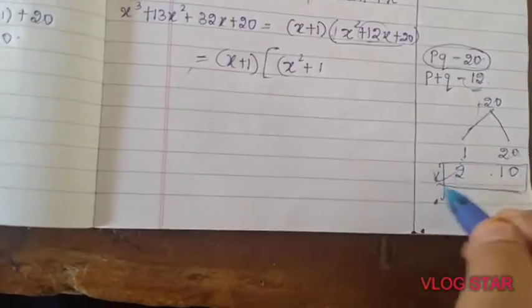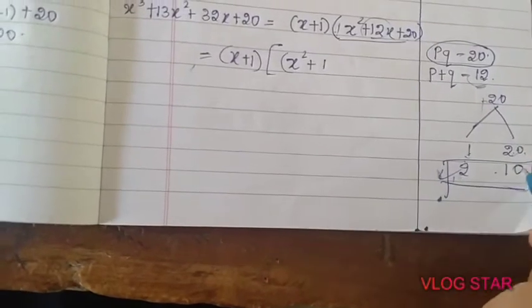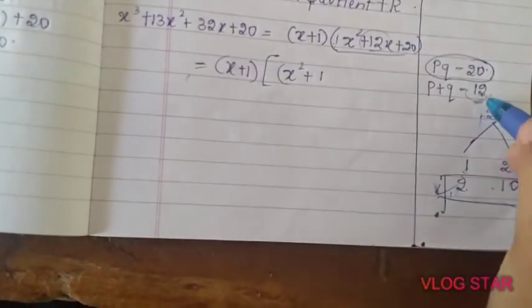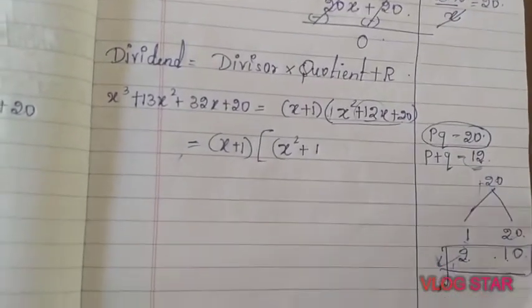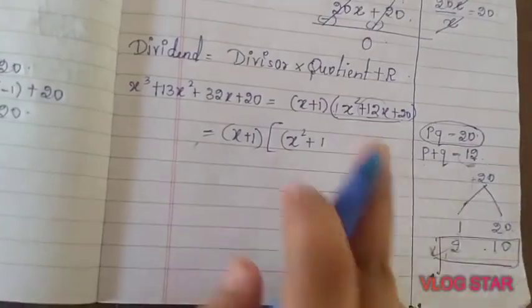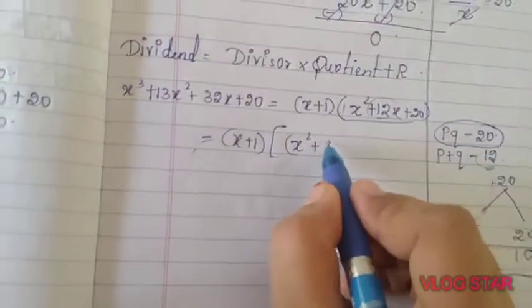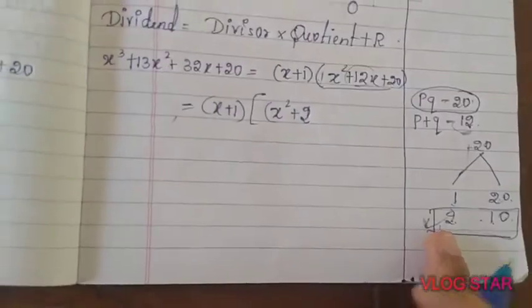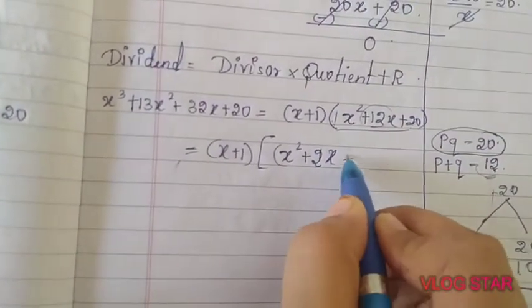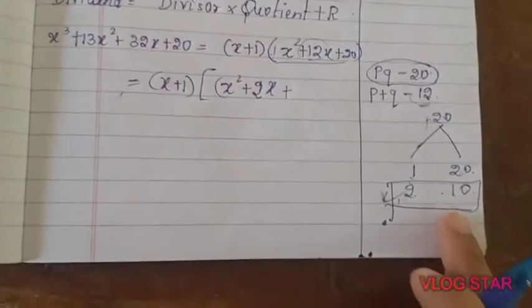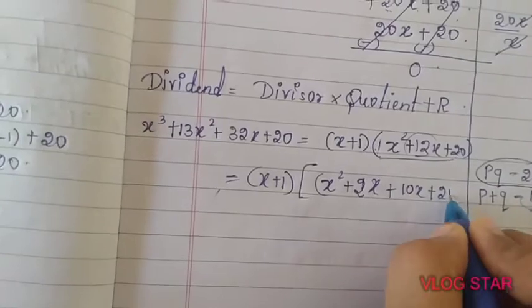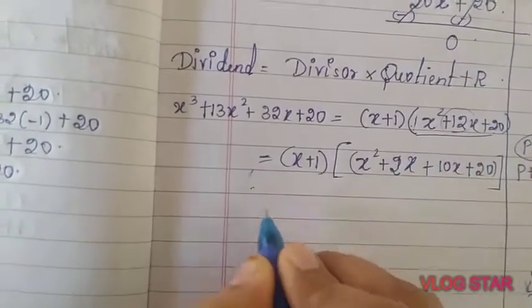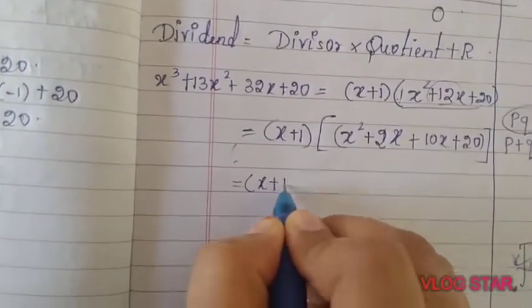See here, when you add this 10 plus 2, plus 10 plus 2, then you are going to get plus 12. 10 into 2 is nothing but again 20. Okay, so now I am going to write over here the variable is x, right? For that sake I am going to write this number along with the variable, plus 2x plus 10x plus 20. Okay, so this will be equals to x plus 1.